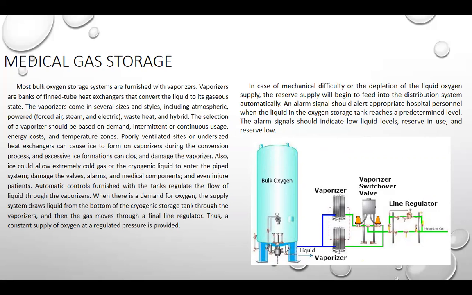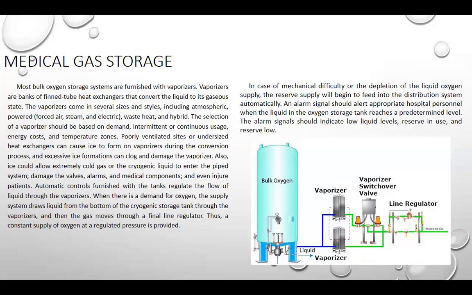Poorly ventilated sites or undersized heat exchangers can cause ice to form on vaporizers during the conversion process. Excessive ice formation can clog and damage the vaporizer. Also, ice could cause extremely cold gas or cryogenic liquid to enter the pipe system, damaging the valves, alarms, and medical components, and even injuring patients.